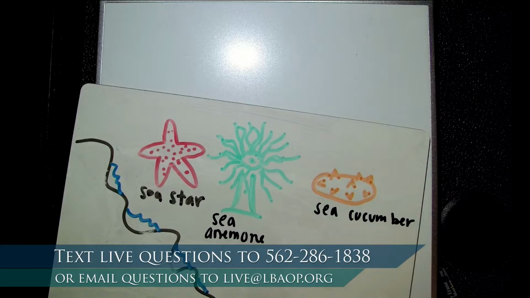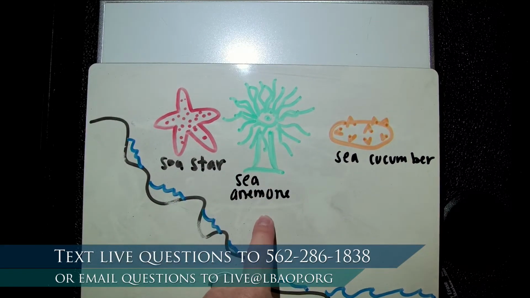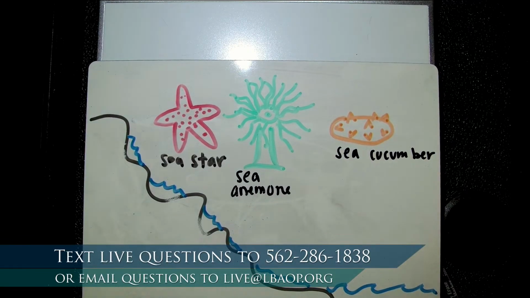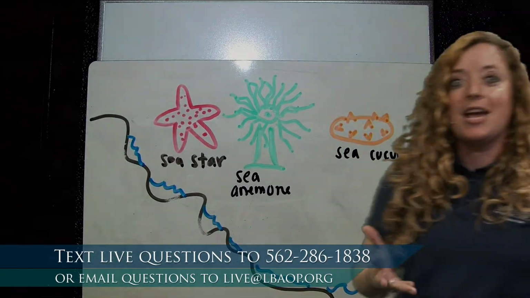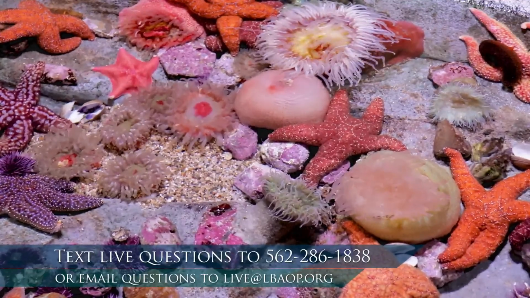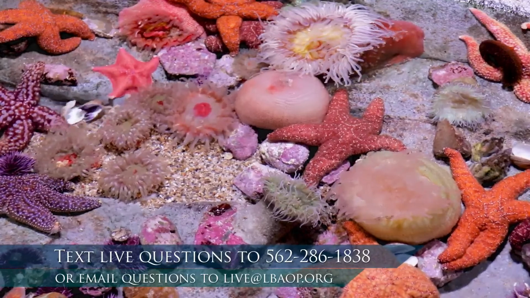Excellent. So we spent today playing I Spy, exploring a tide pool, a really cool local habitat that's here in Southern California. And we spied a sea star, an anemone, and a sea cucumber. Now you can go out to the tide pool and you can spy lots more animals and explore the animals we saw today, or you can even visit us here at the aquarium and see what other animals you can spy in the tide pools or in any of the other habitats we have here at the aquarium.